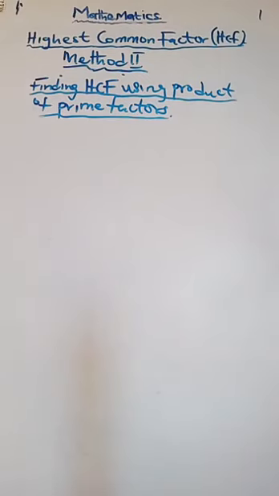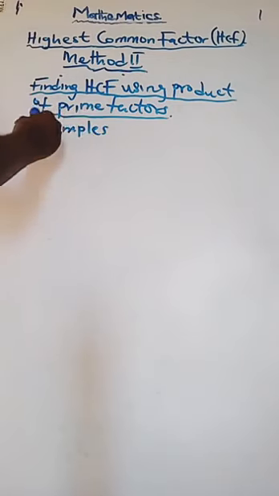1, you look for the prime factors of each given number. 2, you select the prime factors that are common to all the numbers. And 3, you now find the product of these prime factors if more than 1. So let's use examples to understand what we are saying.